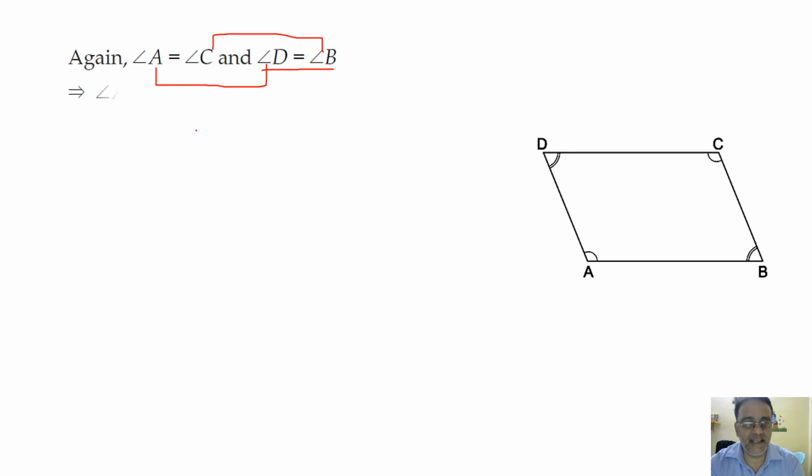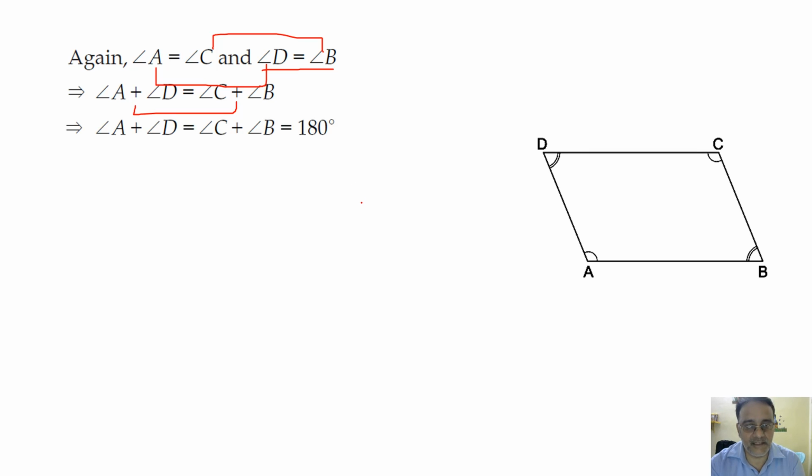So we'll get angle A plus angle D is equal to angle C plus angle B. And similarly, what we have done previously, the sum of all the interior angles of a quadrilateral is 360 degrees. So these two will be equal to 180 degrees. Any doubt here? No, sir.